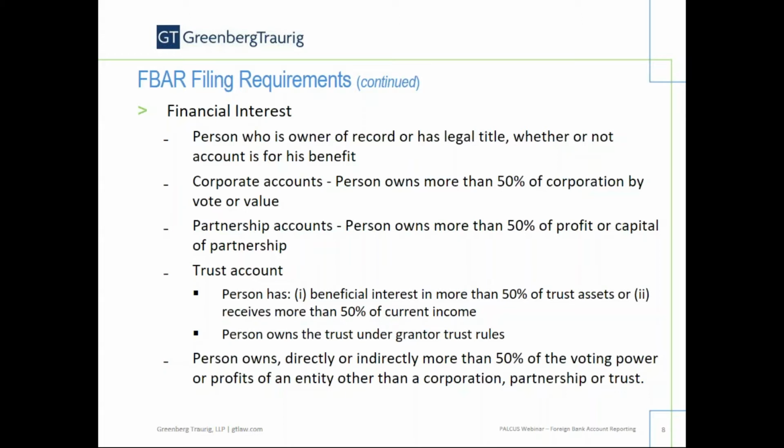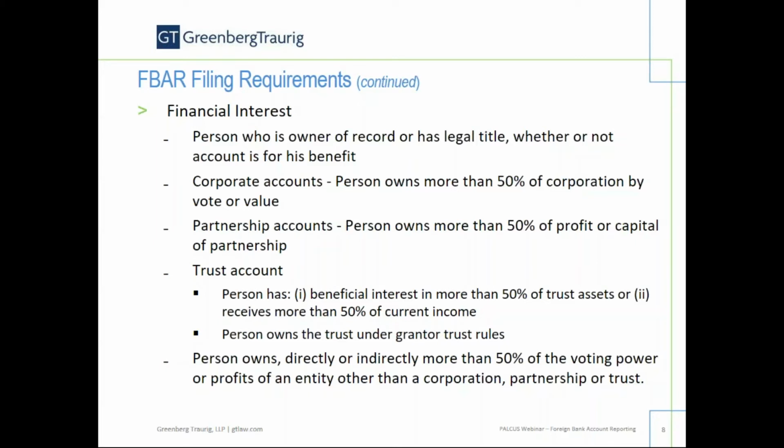That's true for corporate accounts and partnership accounts and trust accounts if you own more than 50% of those entities, and if you have more than 50% of the voting power in those entities. And these are really specialized rules. There are some complex structures out there, and people in my world need to analyze whether somebody has an FBAR filing requirement. So that's who is required to file an FBAR.